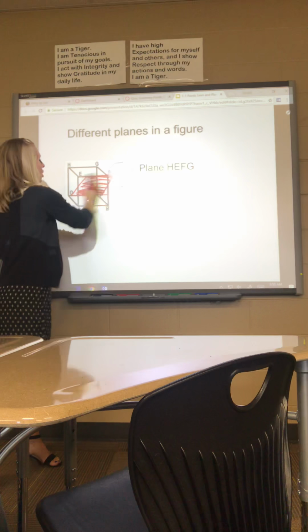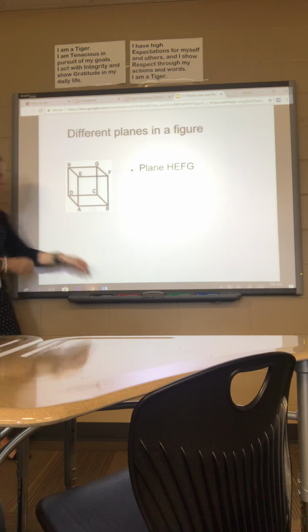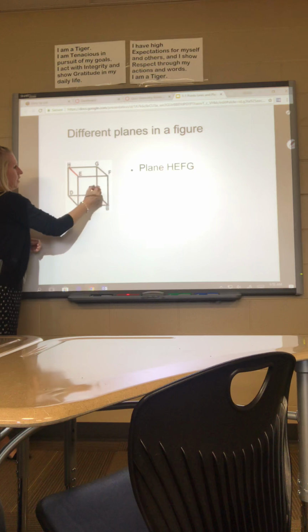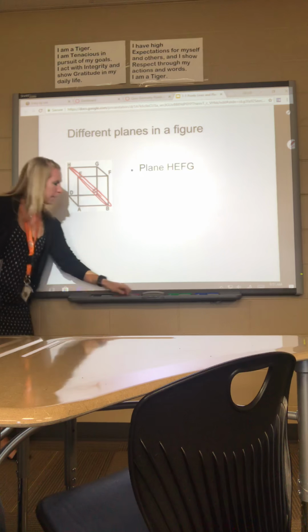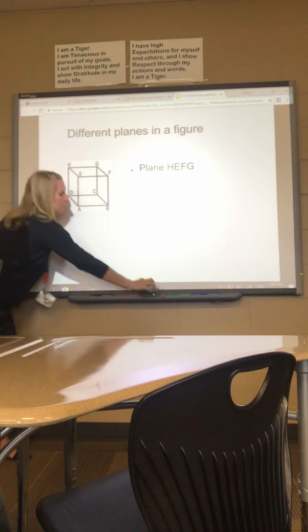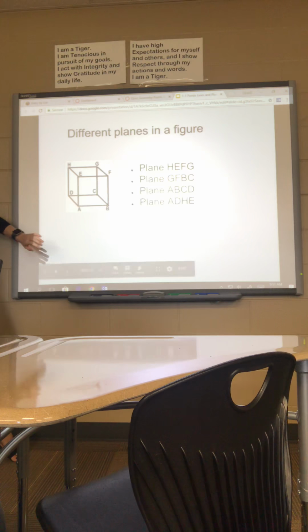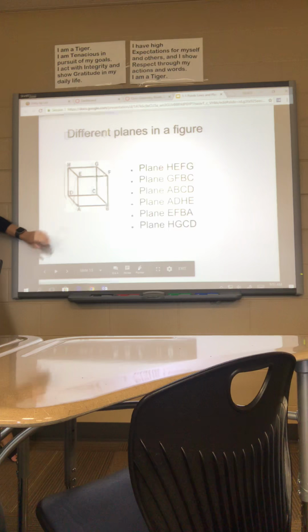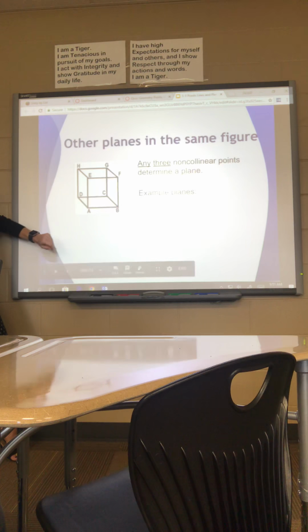All it takes is 3 non-collinear points to make a plane. You could have this diagonal plane. Do you guys see that one in there? So there's more than just the 6 planes in a cube. Any 3 non-collinear points determine a plane. Okay, moving along.